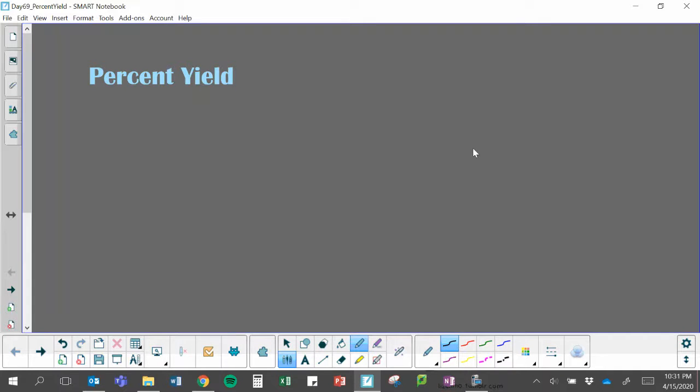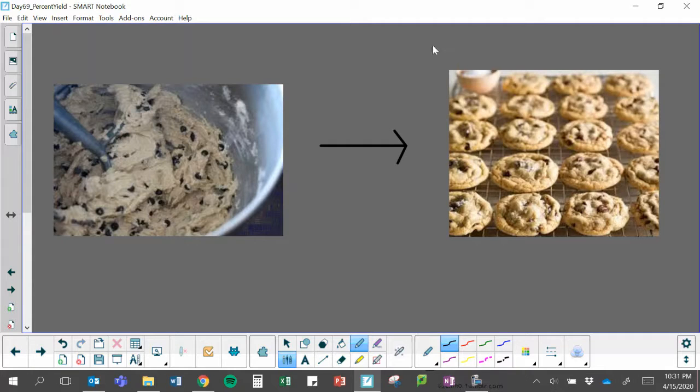Hey guys, so today we're going to learn about percent yield. This is a concept that is actually fairly simple, so I'm only going to spend today going over it. But percent yield is, we can make an analogy to our cookie example that we used at the beginning of stoichiometry, where we have our ingredients that we're making and we're producing cookies as our product.